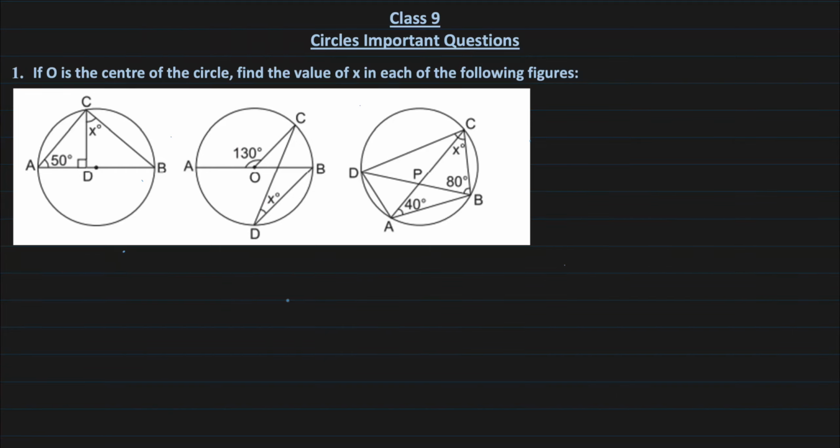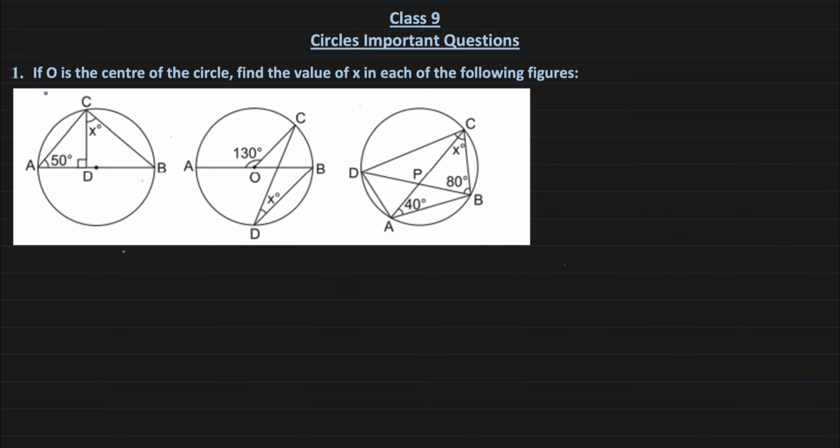Students, today we will be solving a few important questions on circles based on the theorems: angles in the same segment, angle in a semicircle, and the angle subtended by an arc at the center is twice the angle subtended by the same arc on the remaining part of the circle. So let's begin with this.